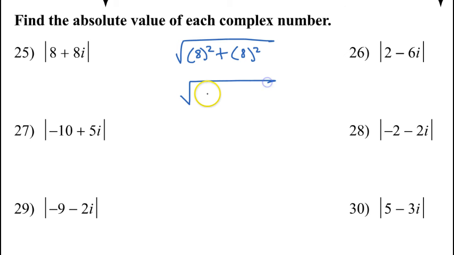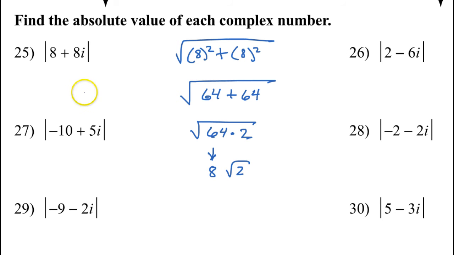So that's going to be the square root of 64 plus 64. Now I could add these numbers and get 128, but I'm not going to do that. 64 plus 64 is the same thing as 64 times 2. I'm going to write it this way because I want to simplify this. The square root of 64 is 8. And then I will have the radical 2. The 2 stays under the radical. So the final answer here is going to be 8 radical 2.